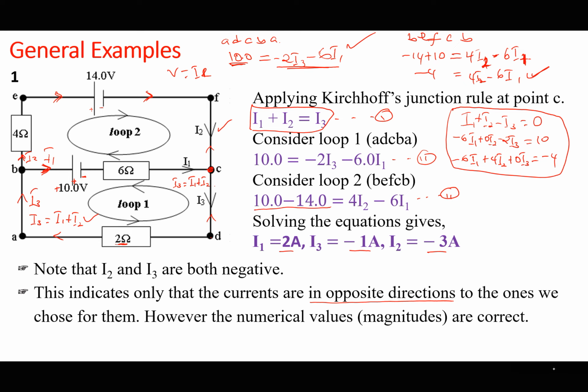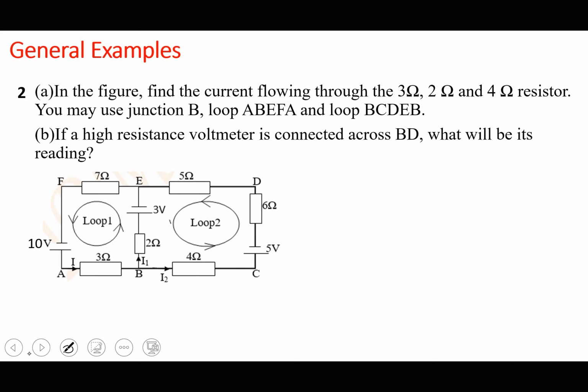Example number 2. You can always pause the video and see if you can apply the laws to find the equations. In the figure, find the current flowing through the 3 amperes, 3 ohms, 2 ohms, and 4 ohm resistors. You may use junction B, loop A, B, E, F, A, and loop B, C, D, E, B.